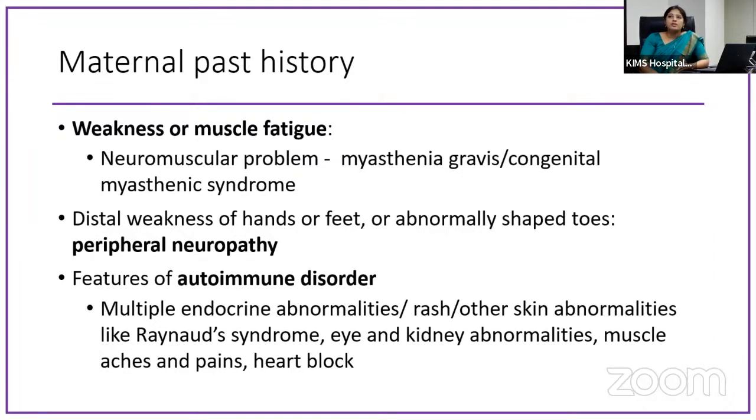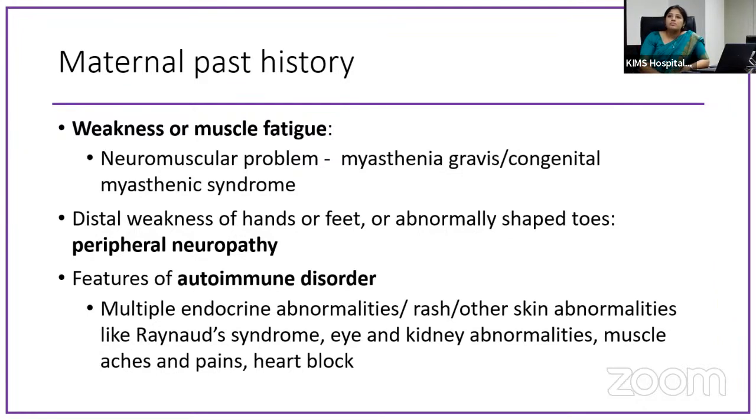Congenital myasthenic syndromes can be inherited by the next generation, and kids may present with recurrent apnea, poor respiratory drive, hypoxia, and again secondary encephalopathy kind of features. Distal weakness of the hand or feet, or abnormally shaped toes, can point towards peripheral neuropathy. Now, both these neuromuscular disorders are important because they can cause secondary hypoxia and encephalopathy.